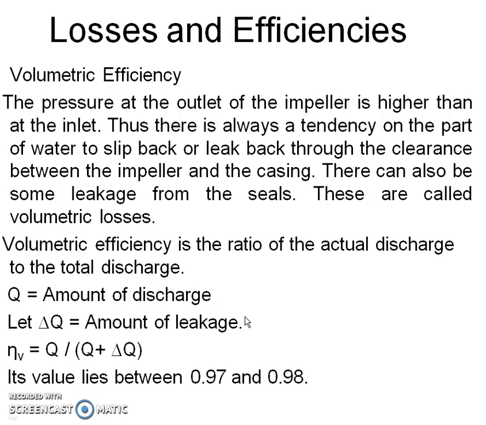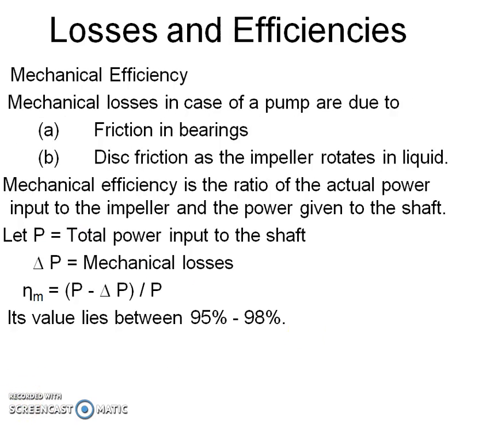The pressure at the outlet of the impeller is always higher than the inlet pressure. Thus, there is always a tendency on the part of water to slip back or leak back through the clearances to the suction side. These losses are accounted for by the term known as volumetric efficiency. Mechanical efficiency accounts for the losses in the pump because of friction in bearings as well as friction as the impeller rotates in the fluid.